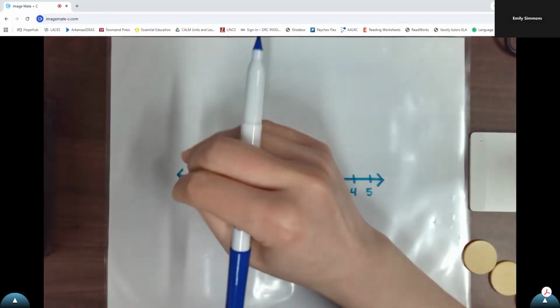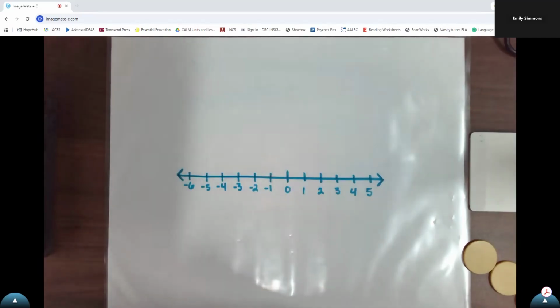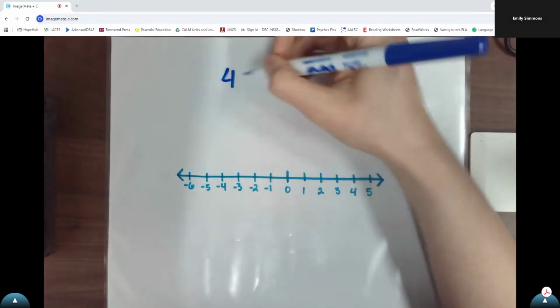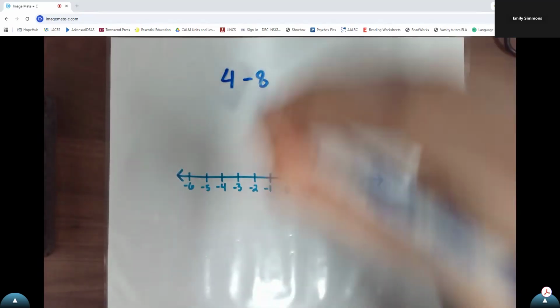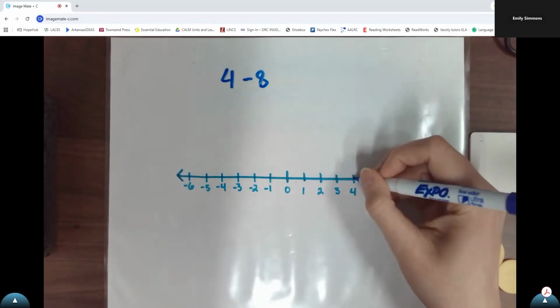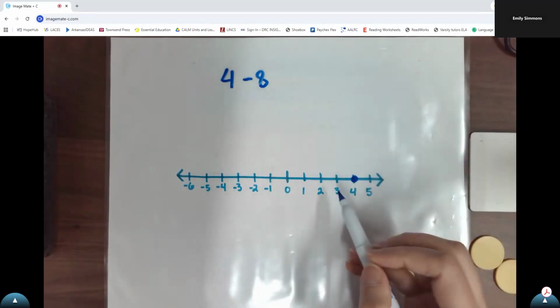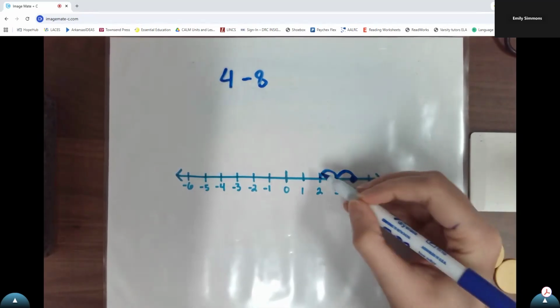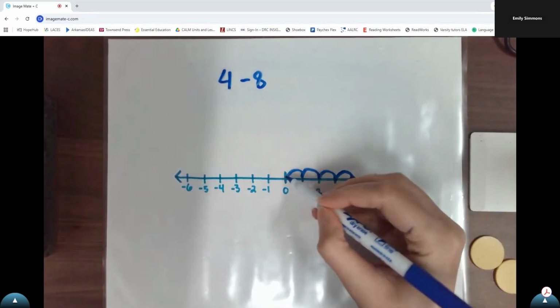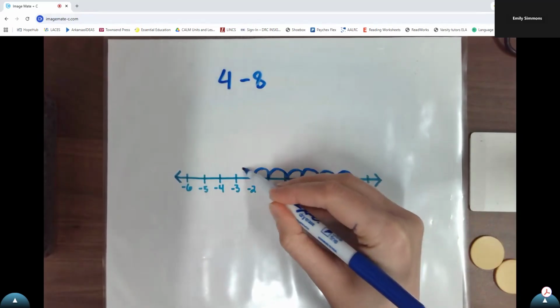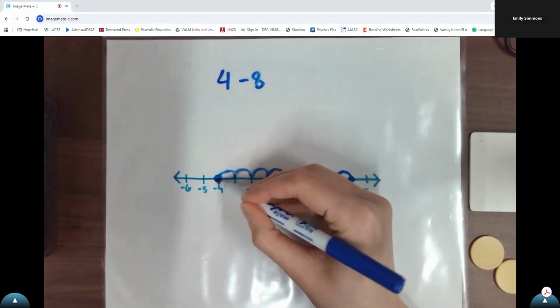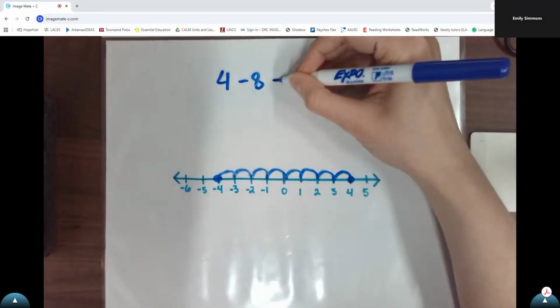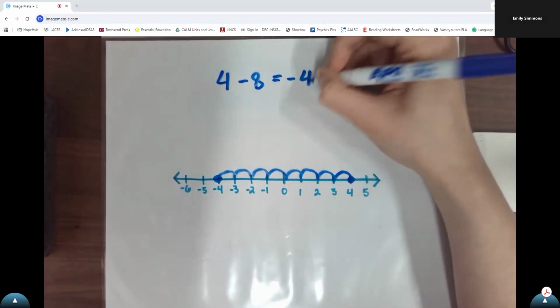But I did say subtracting two positive numbers could get a negative answer. So what if we had 4 minus 8? On our number line, we'd start at 4, and we're taking away 8, so we're going to the left 8. 1, 2, 3, 4, 5, 6, 7, 8 spots. And that ends us on negative 4.